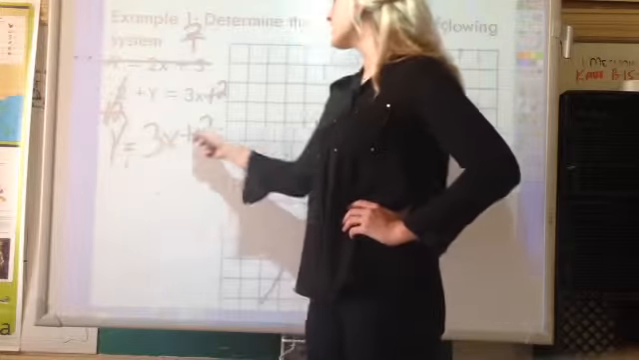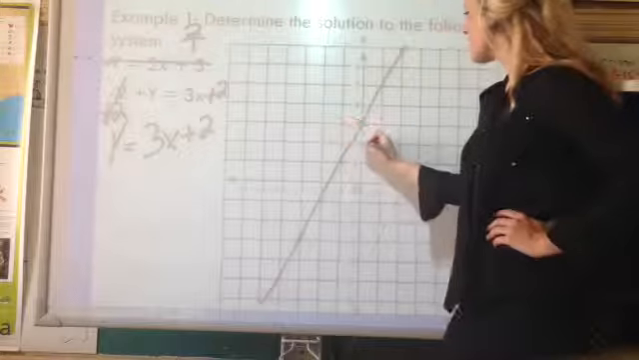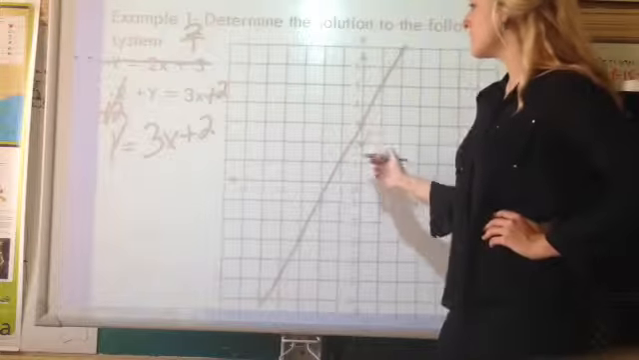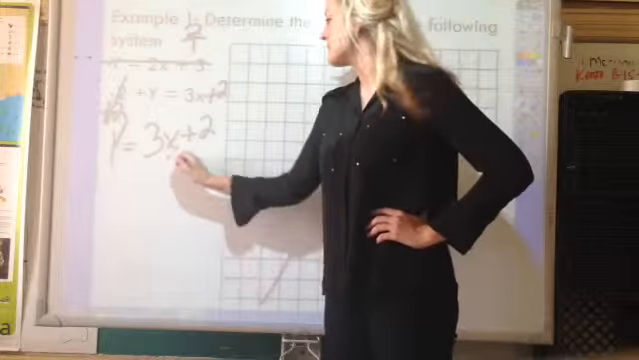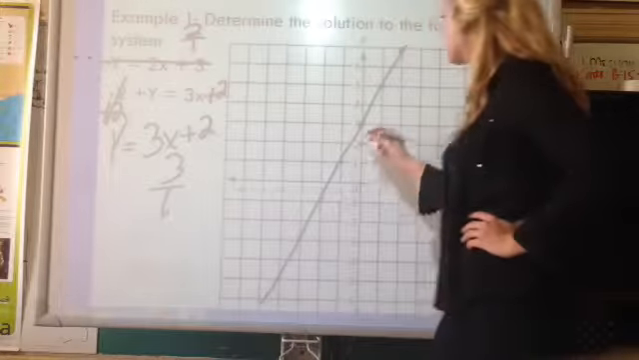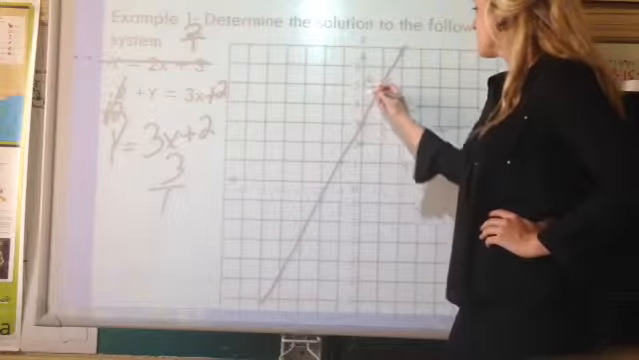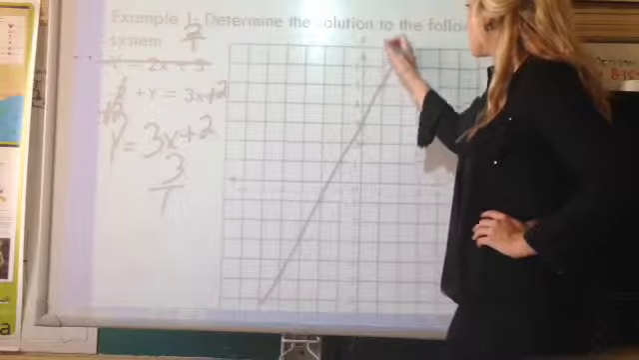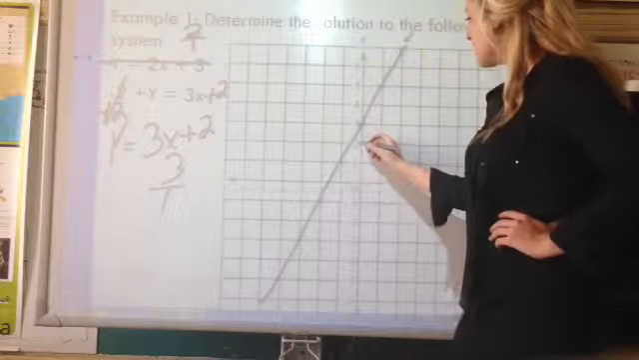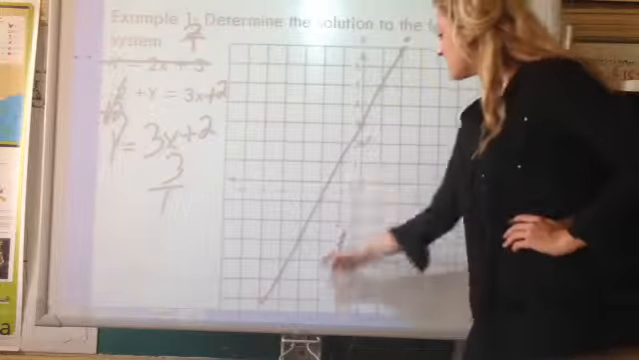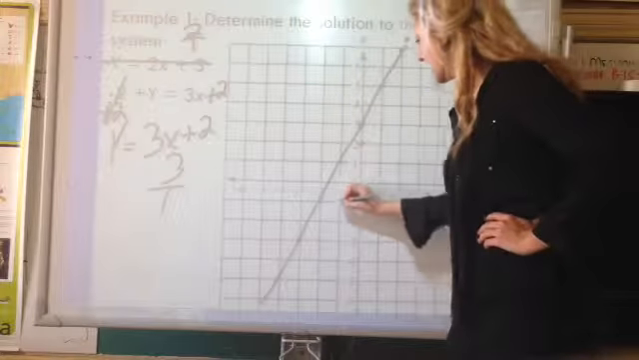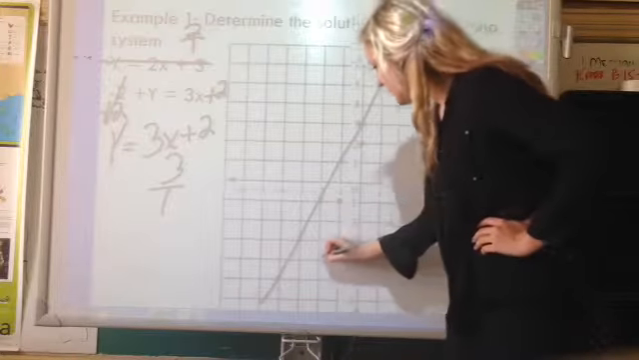Now I'm left with y equals 3x plus 2. So I know that I start at 2 because that's the y-intercept. I have a slope of 3, which is the same as 3 over 1. So that means I'm going to go up 3 and over 1. Up 3 and over 1. Now I'm going to do the same thing on this side. If I want to extend on this side of the graph, I go down 3 and over 1. Down 3 and over 1.